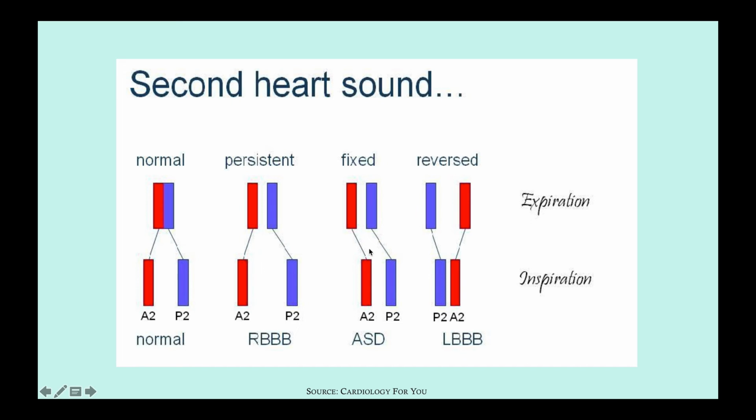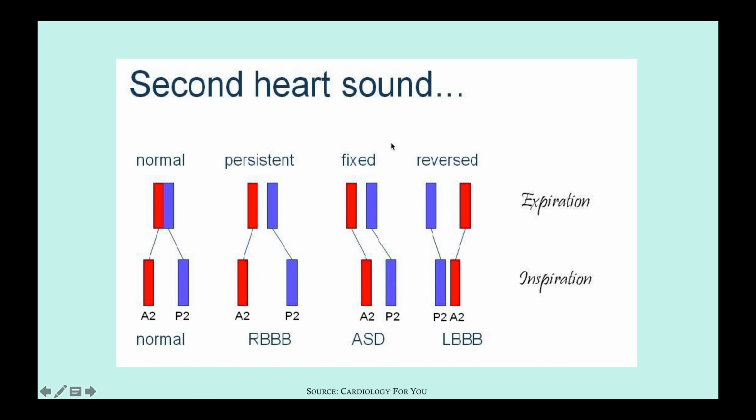Now with the fixed split, it's similar in that you hear the split in both expiration and inspiration, but the split is roughly the same length, and that's usually associated with an atrial septal defect. The idea here is that you have the same pressure in both the left and the right ventricles because they share a common output. You have blood from the left going to both the pulmonic and systemic circulation, and the same with the right.